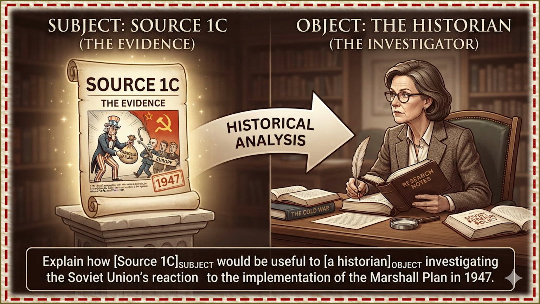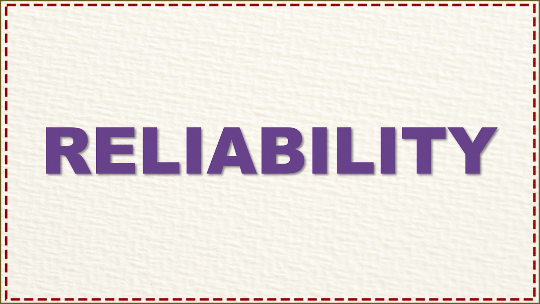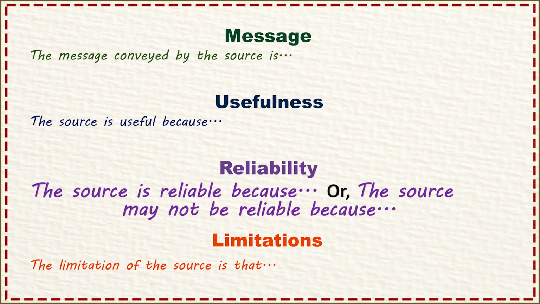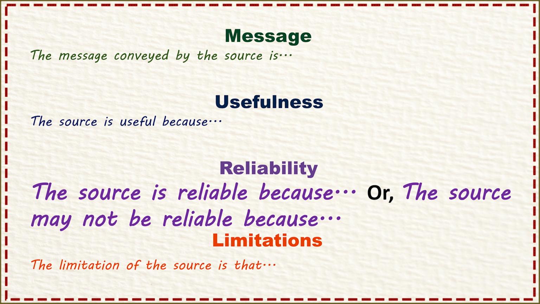They are asking what the source does that makes it useful. Do you see how answers to usefulness are different from message conveyed? If not, go back and look at the template and answers to message and then compare with the template and answers to usefulness. Now, the one that learners fear the most, reliability. Our template to start our answer is, the source is reliable because, or the source may not be reliable because.